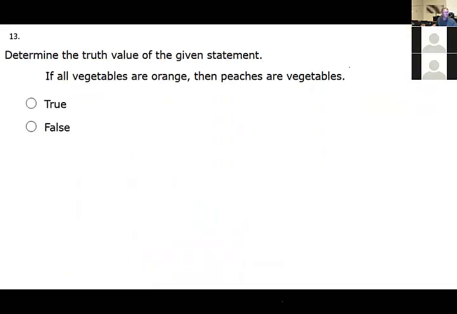Somebody wanted 13, so let's move along to something different. We've spent so much time on truth tables, which is not a bad thing because it takes practice. It says determine the truth value of the given statement. If all vegetables are orange, then peaches are vegetables.